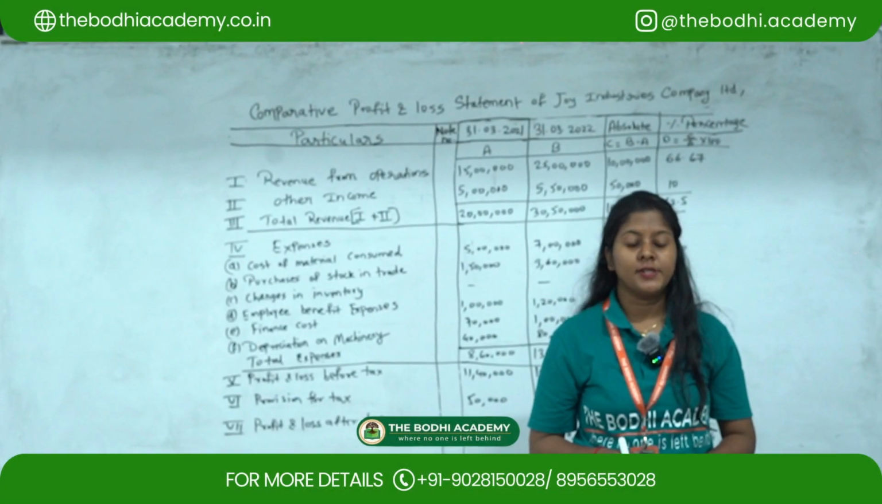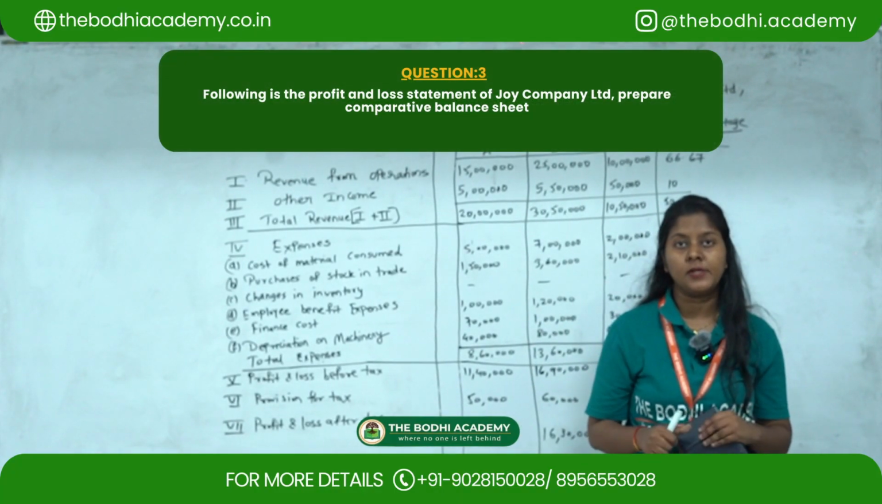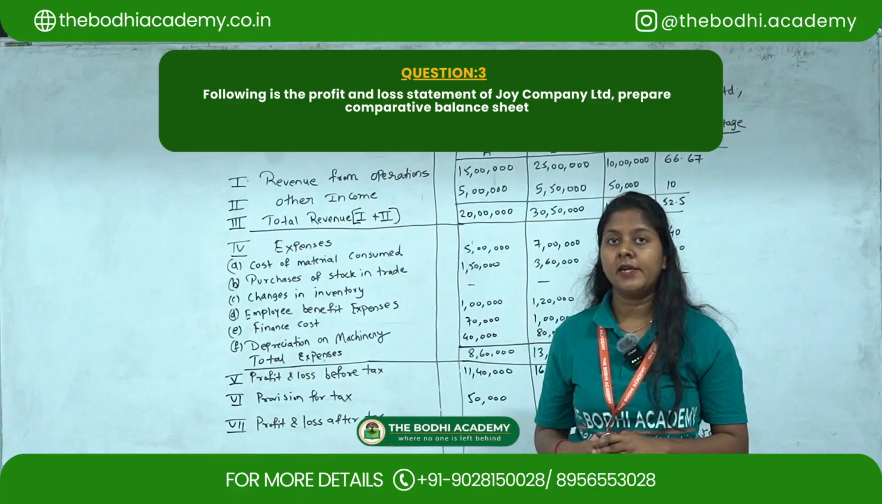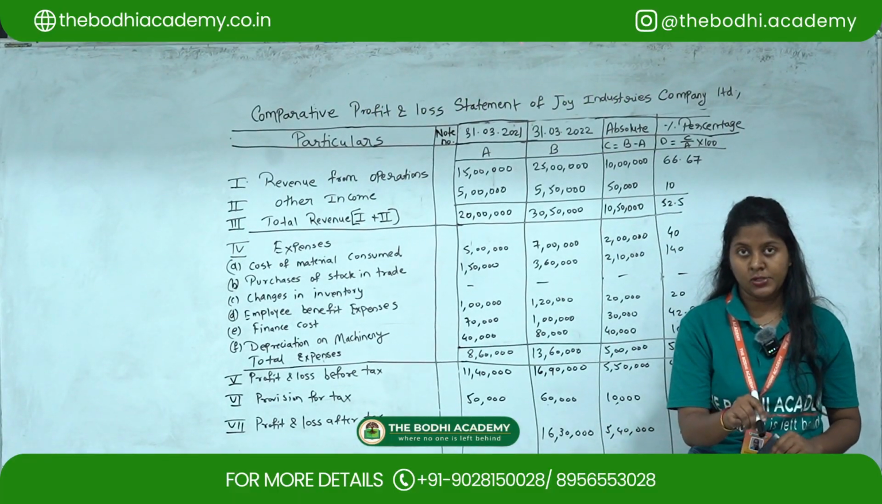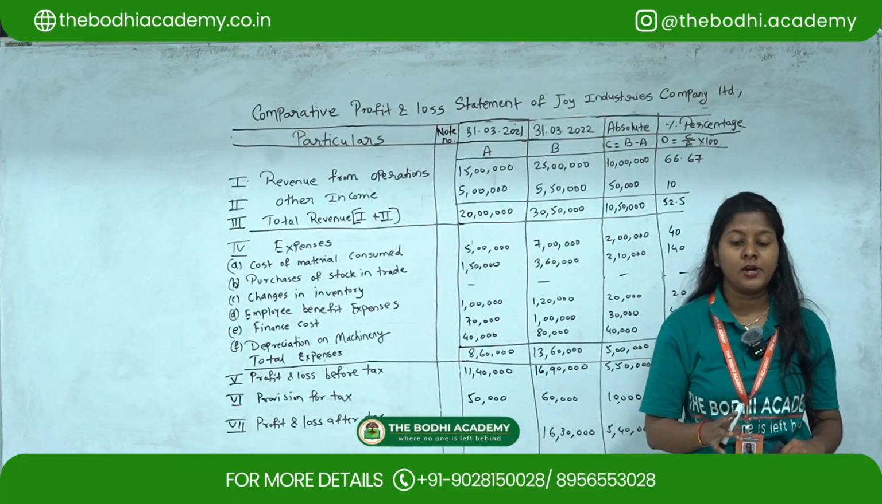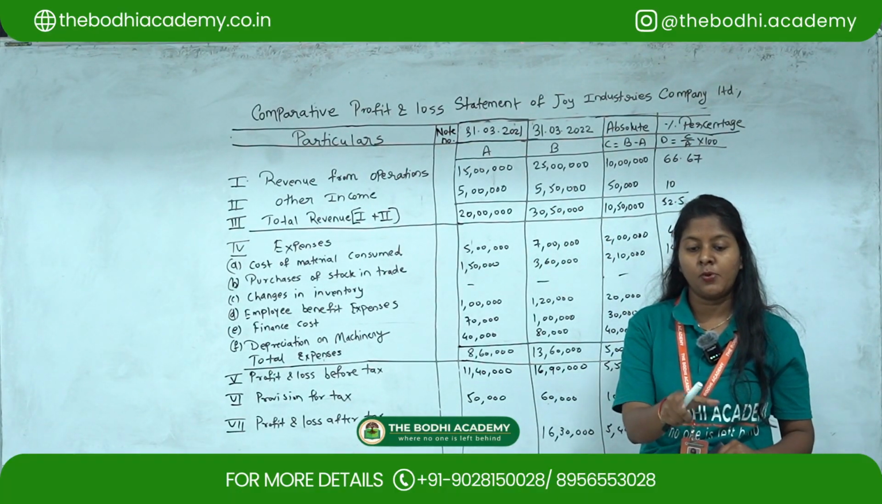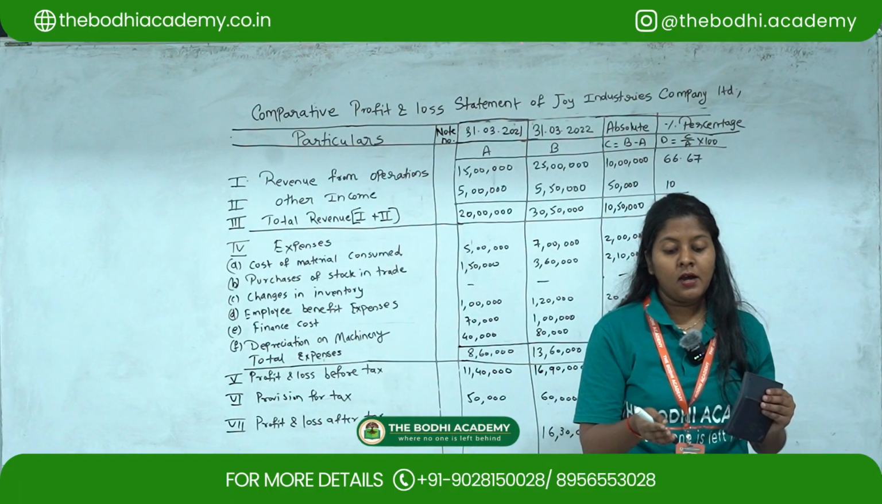So the next question is, the following is the profit and loss statement of Joy Industries Company Limited. Prepare a comparative statement. Here they have given the profit and loss account in the question, and now you have to prepare a comparative statement. So you have to compare the trends, but the amounts they have given are mixed up.